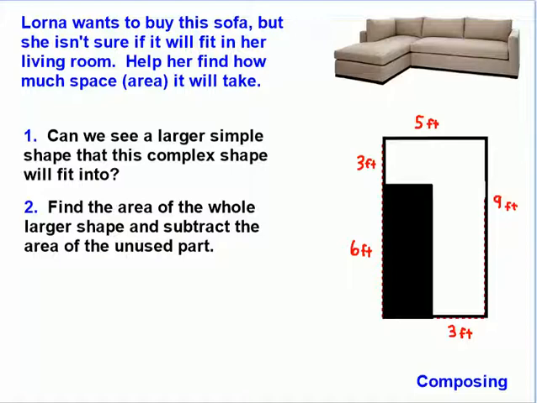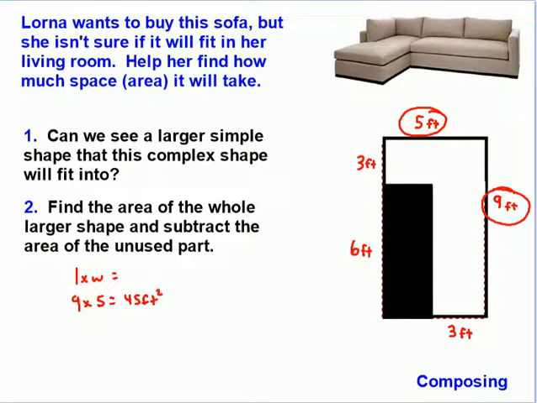That way we have just the area of this, and we can do that by composing these shapes. So let's do that really quickly. We know that the area of the whole rectangle is found by length times width. And length times width in this case is 9 is our length, and we have 5 up here. So 9 was our length and 5 was our width. And that's going to give us 45 feet squared.